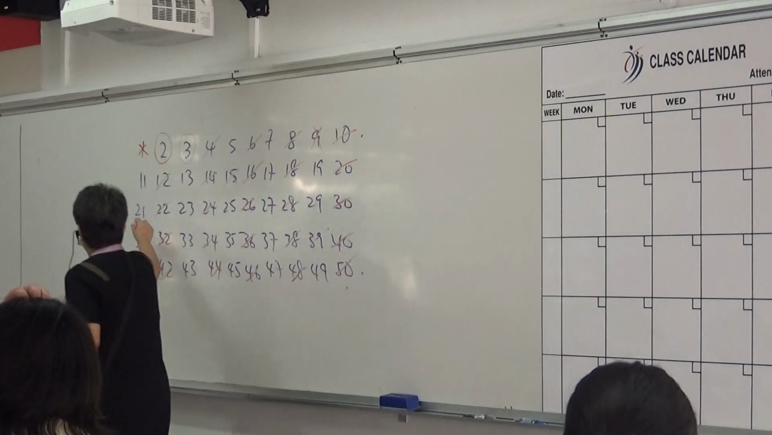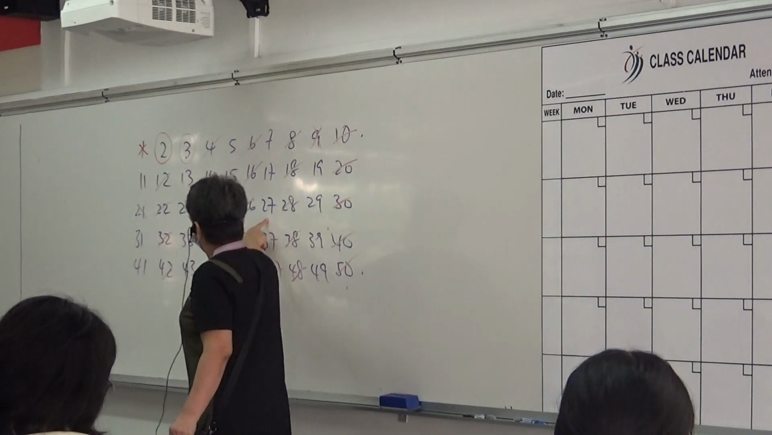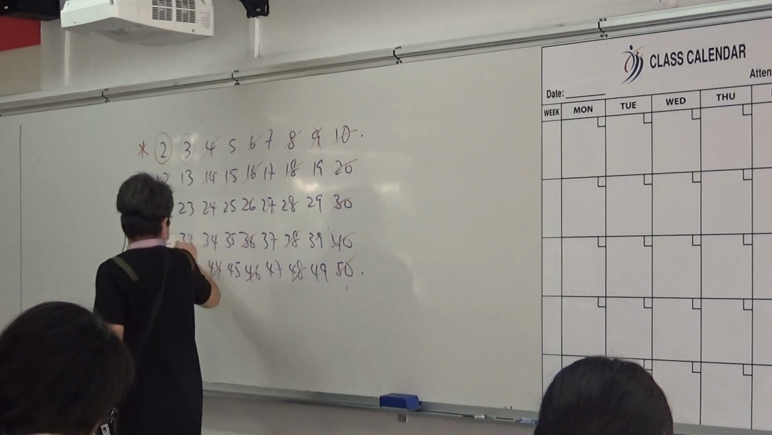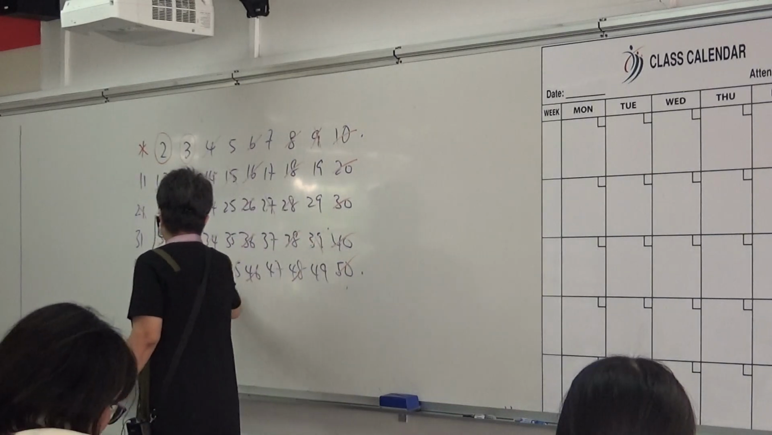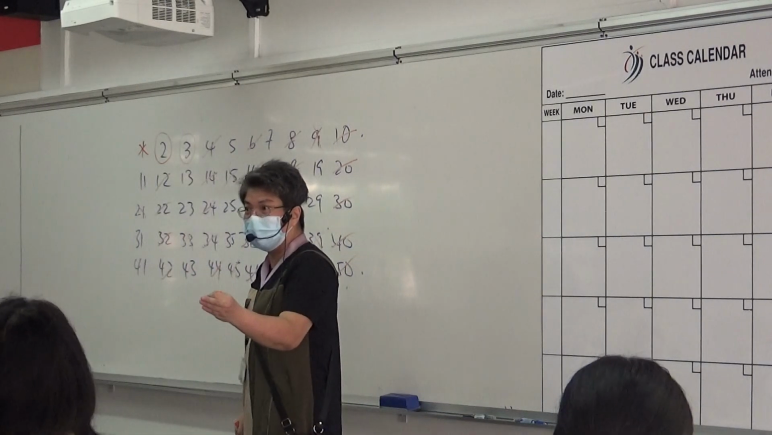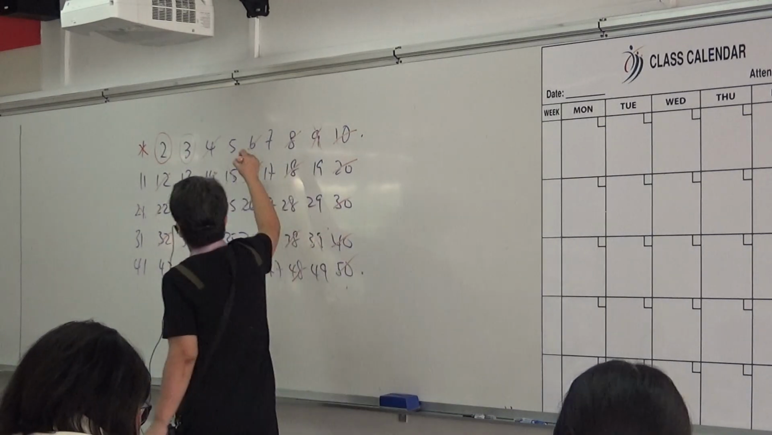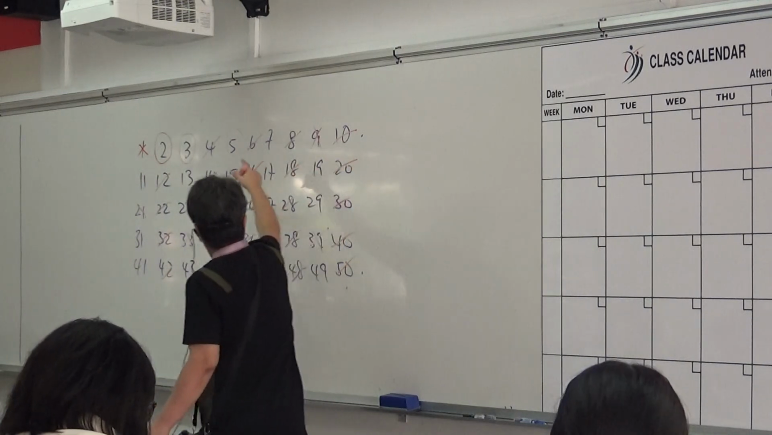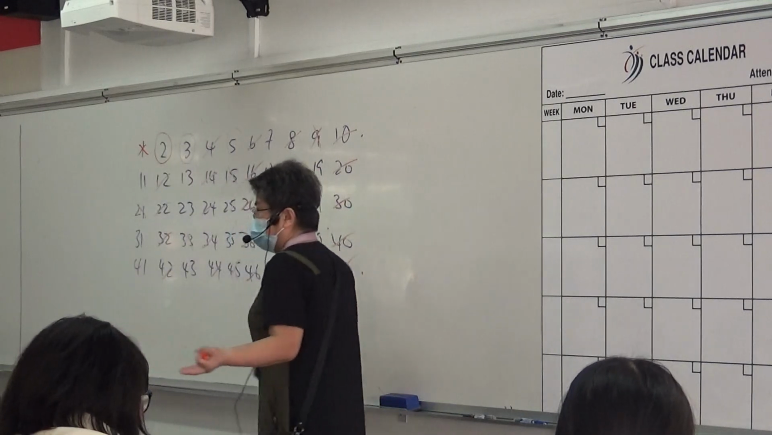18, then 21, 27, 30, 33, 36, 39, right? 45. 45 is 3 times 15, you know. Any more? No more, right? Next one, what's the next prime? 5, right? All the multiples of 5, correct? So this one is already cancelled, so no more.